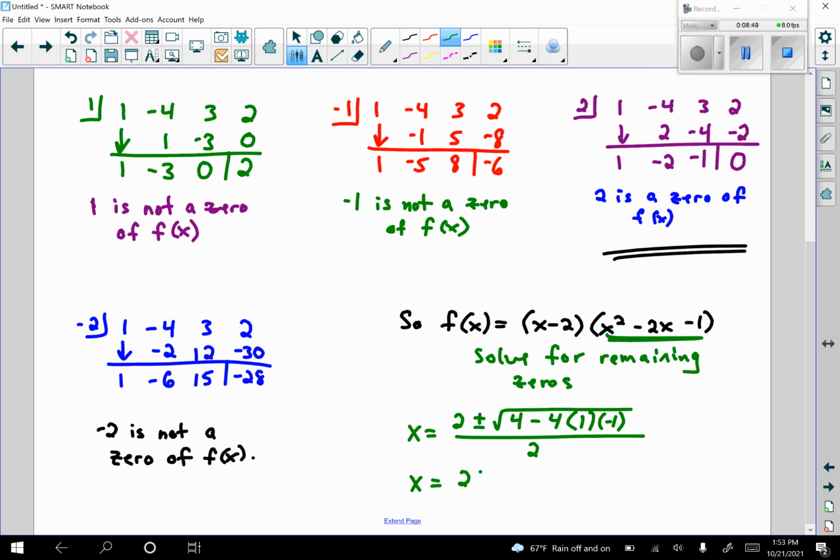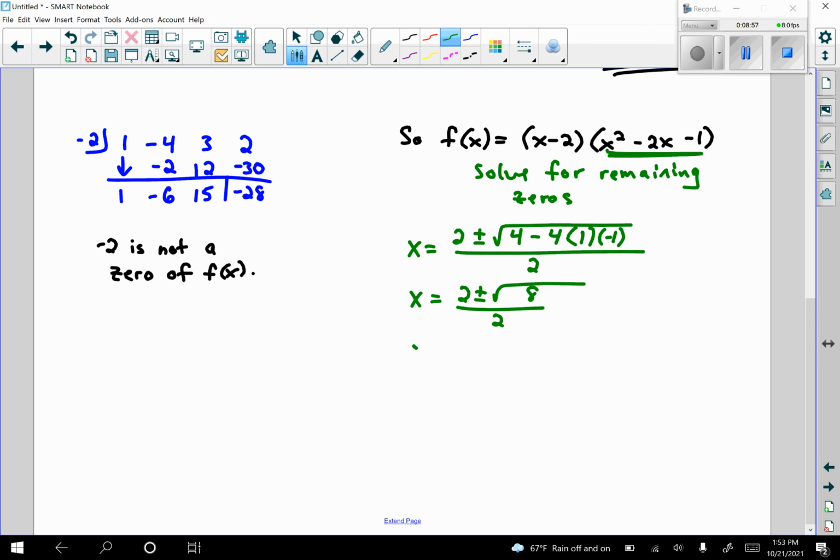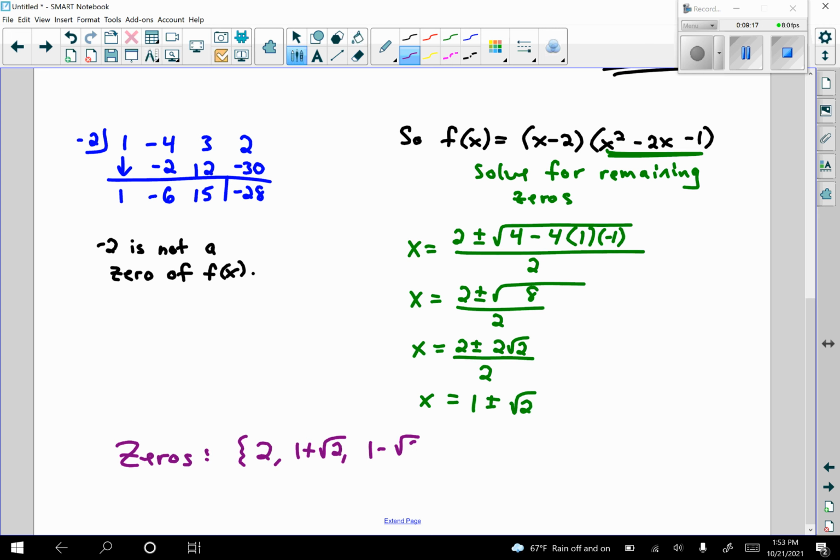So we're going to get 2 plus or minus. This will give me a 4 plus a 4, so we'll just get radical 8, and we'll simplify radical 8 into 2 radical 2, and dividing all of that by 2, we get 1 plus or minus radical 2. So all the zeros are going to be the 2 that we found when x equals 2, then 1 plus radical 2, and 1 minus radical 2.